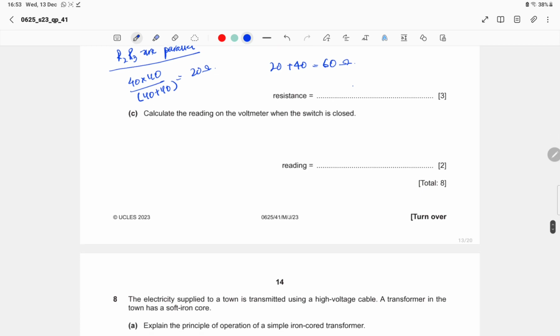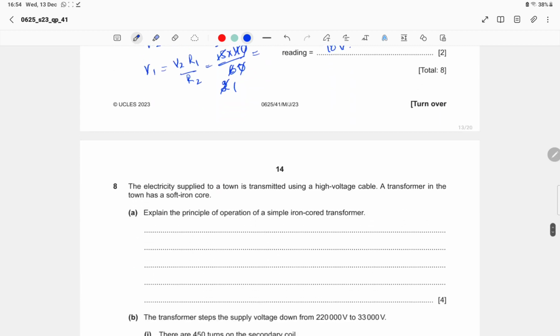Calculate the reading on the voltmeter when the switch is closed. So you have to use the formula R1 over R2 equals V1 over V2. From this you can find V1, and this is going to be R2. Now putting the values, 15 times 40 divided by 60, cancelling the common factors, that is going to be 10 volts. Okay, moving to the next question.